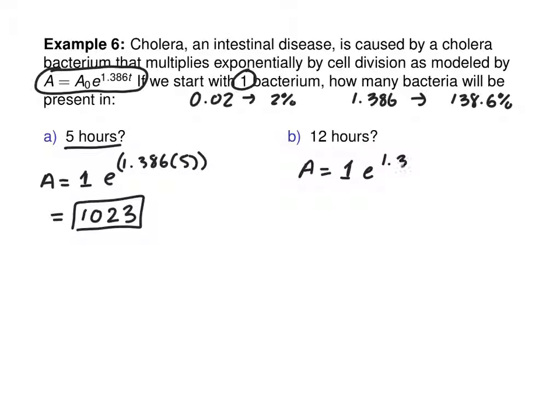So 1.386 times 12. And you have approximately 16,718,058.